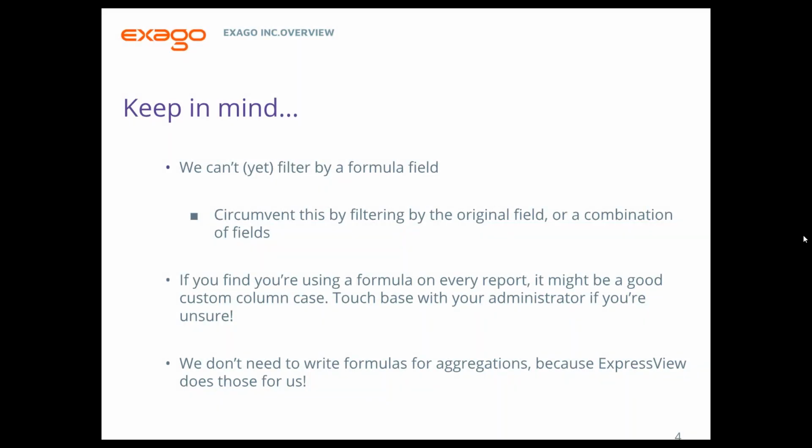So things to keep in mind as we go, and I've slightly touched on a few of these. We'd like you guys to keep in mind that we can't yet filter by a formula field. Now, we can always circumvent this by filtering by the original field, right? Maybe we'd like to filter by the year. We created a formula to display the year of some metric. Ordered date is what we're going to be using today. We can get around that by simply filtering by the original field and defining that range.